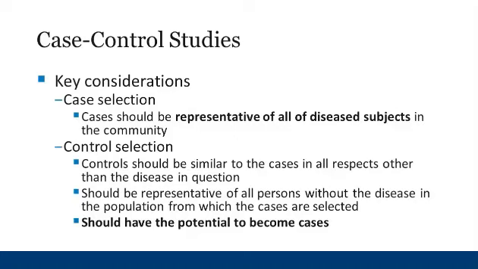And along that same line, your controls should be similar to the cases in all respects other than the disease in question. So they should be representative of all persons without disease in the population from which the cases are selected. And that's the clear epidemiology definition of it. The way that I like to think of this is that your controls should come from the same population as the cases. They should have the potential to become a case, but just didn't. And that's how you identify an appropriate comparison group in case control studies.